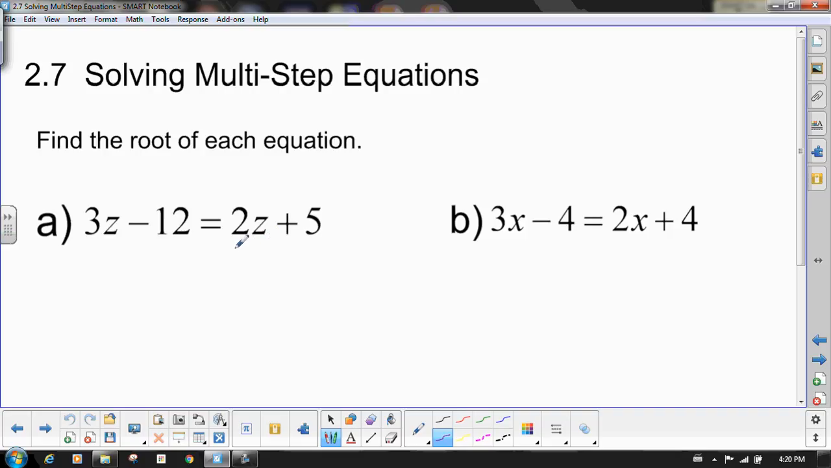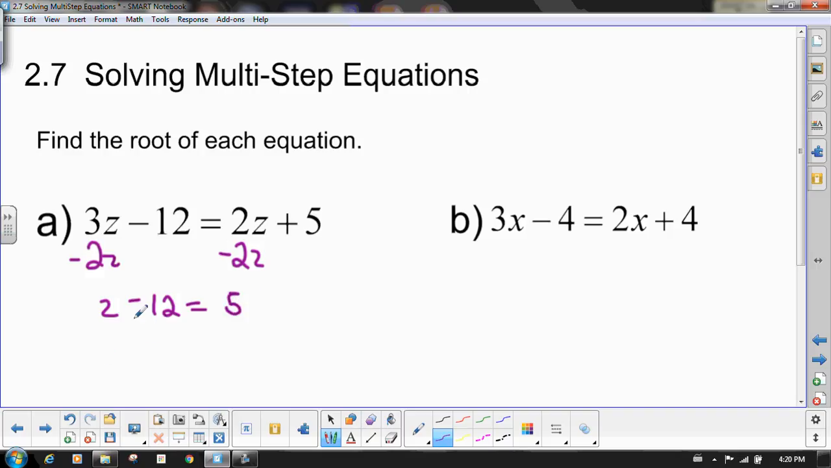But 2z, I'm actually going to subtract 2z from the left side and the right side. You'll notice I'm lining that 2z up underneath that 3z because they're like terms. If I have 3z and I take away 2z, I'm going to be left with z minus 12, because that's still there, equals, the whole reason why I chose to subtract 2z is because 2z take away 2z is 0, and all that's left on this side is 5.